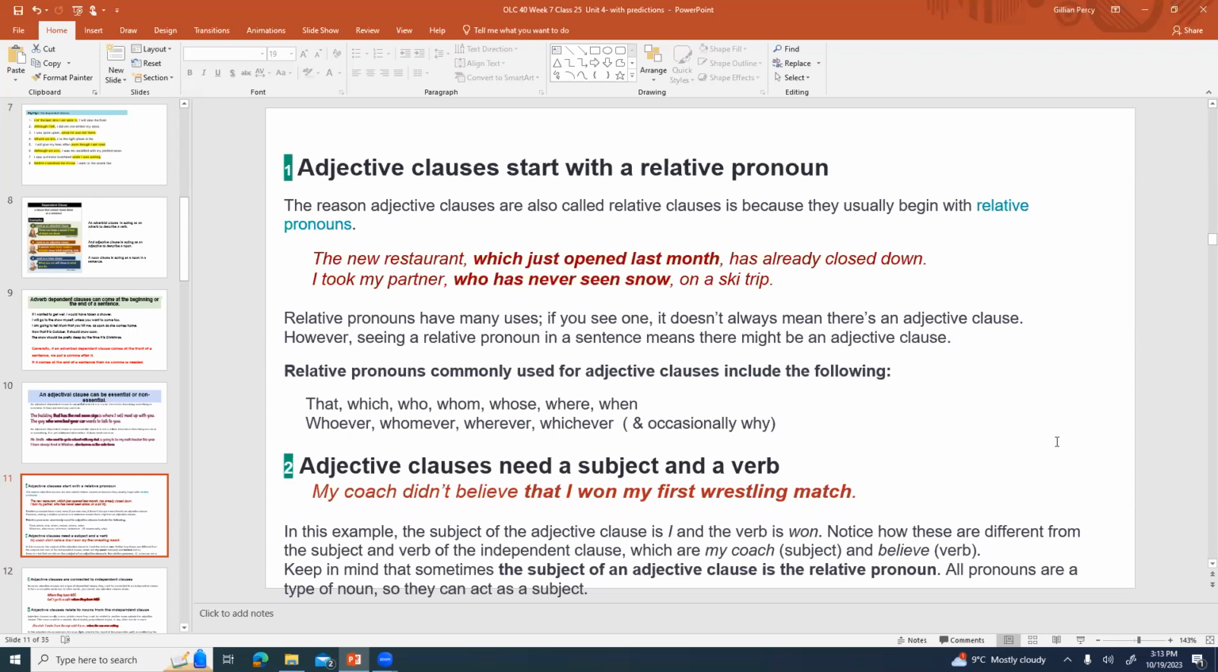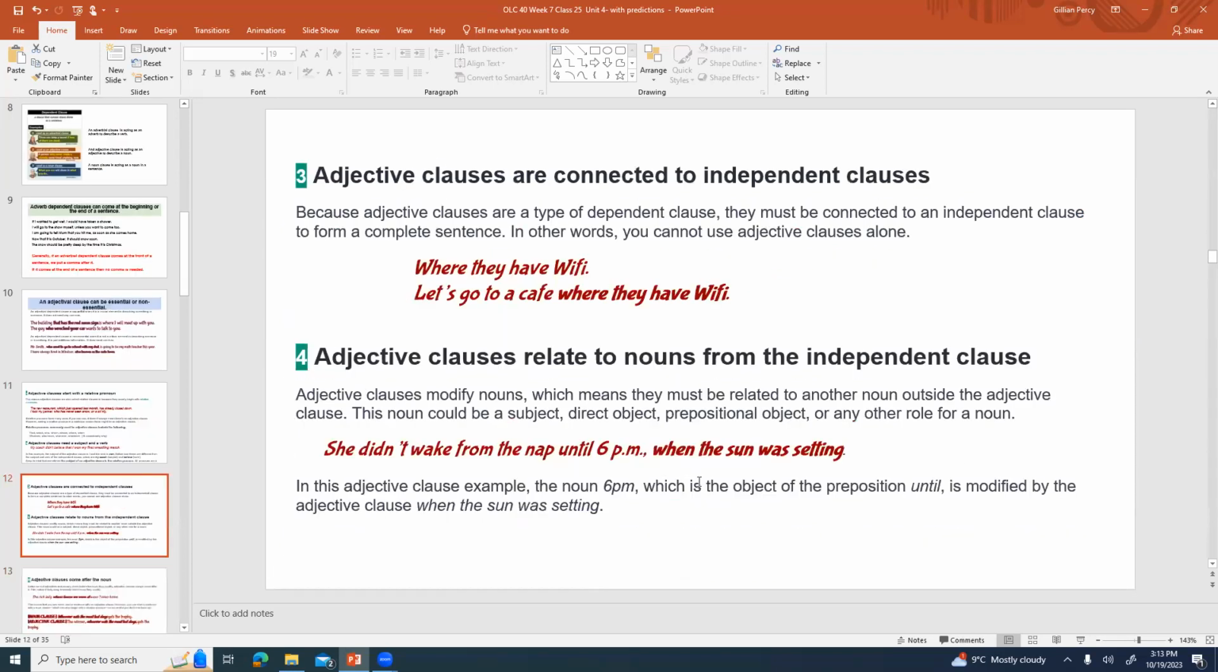They need a subject and a verb. We've already talked about that. A clause by definition has to have a subject and a verb. Sometimes it isn't super obvious what it is, but it has to be there, okay? Sometimes the subject is the relative pronoun, right? So a pronoun will work as well as a subject, standing as a subject.